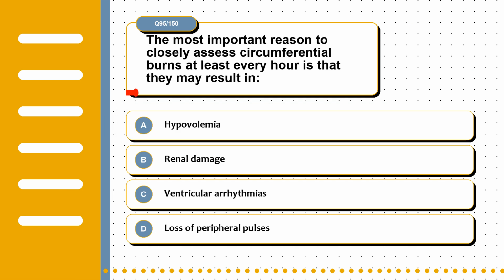Question 95. The most important reason to closely assess circumferential burns at least every hour is that they may result in: Here are the options. Option A, hypovolemia. Option B, renal damage. Option C, ventricular arrhythmias. Option D, loss of peripheral pulses.